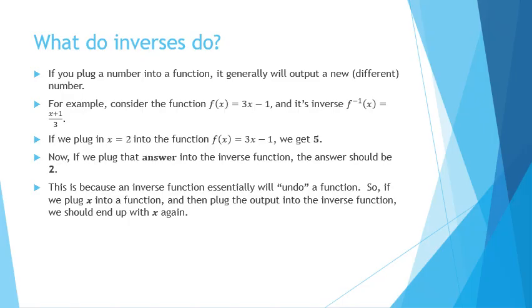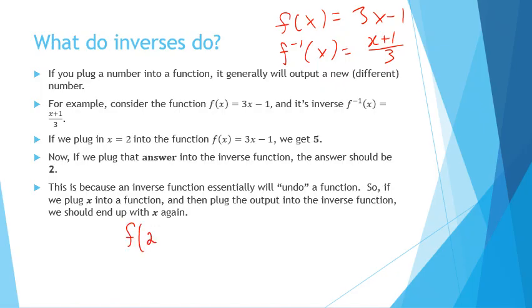So what do inverses do? Well, what inverses do is if you plug a number into the function, it will generally produce a new or different number, right? For example, consider that example that I talked about earlier. That should have been, I think, example 5, the first one with the equations. f of x equals 3x minus 1, and then we got from that example f inverse of x equals (x plus 1) all over 3. So let's say we plug 2 into the original function, right?